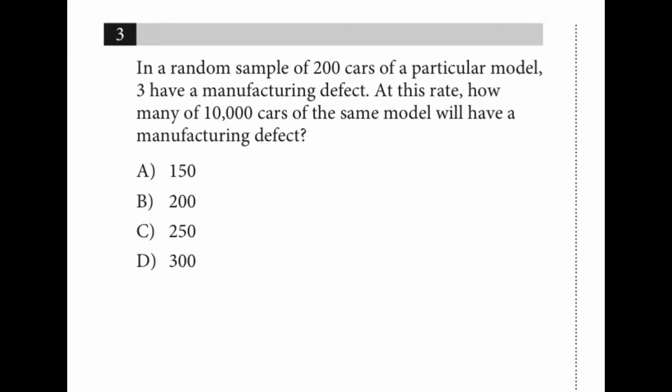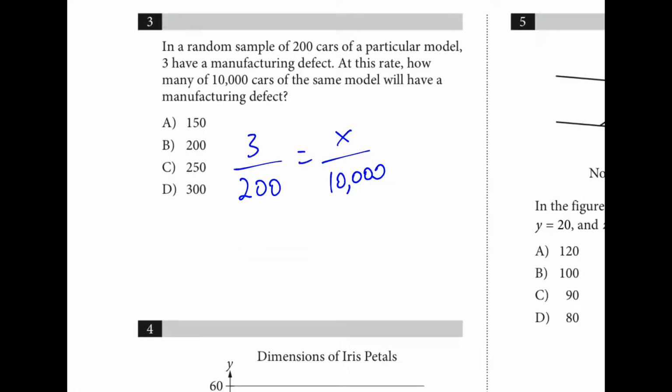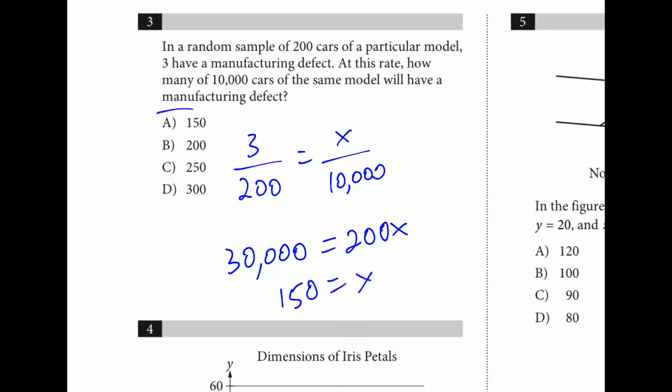3 we can set up as a proportion. 3 defects out of 200 cars equals how many defects out of 10,000 cars? Variety of ways on how you can solve this, but let's say we cross multiply. So we have 30,000 is equal to 200x. Our answer is going to be 150. A.